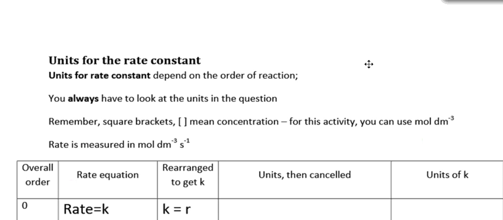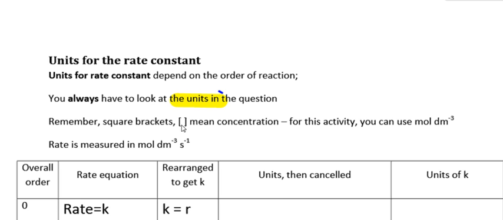So here I'm going to talk through the table which is in your notes on page 24. Key things to highlight, if you haven't done so already, is that the units for the rate constant depend on the order of reaction. They're different for every reaction. And you've always got to check what the units are in the question, because it might be that they've put them into minutes rather than seconds, for example. They might have done something funny.